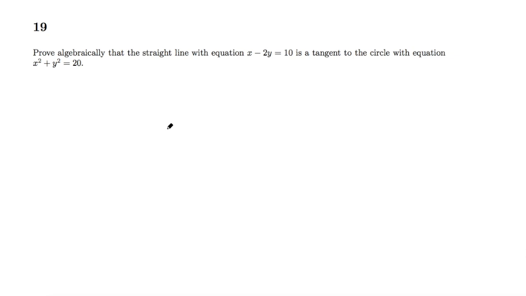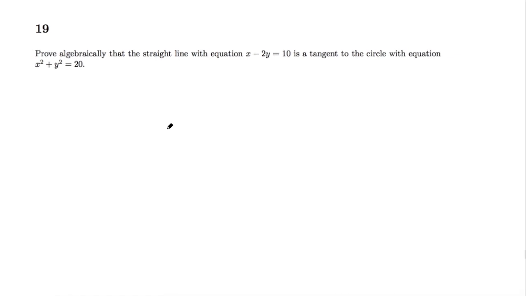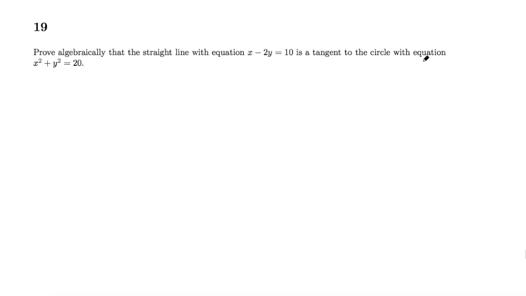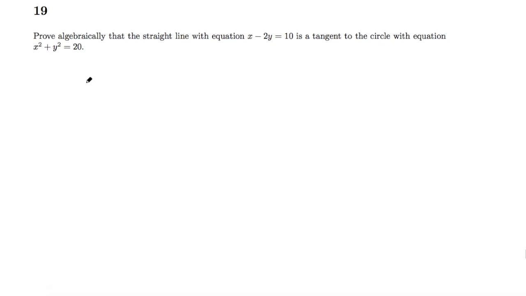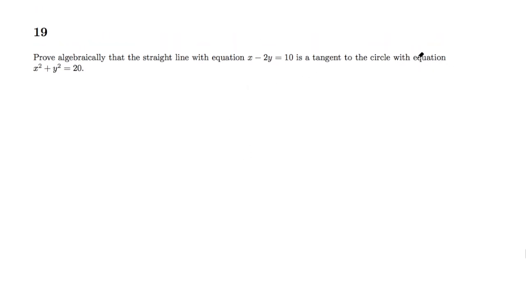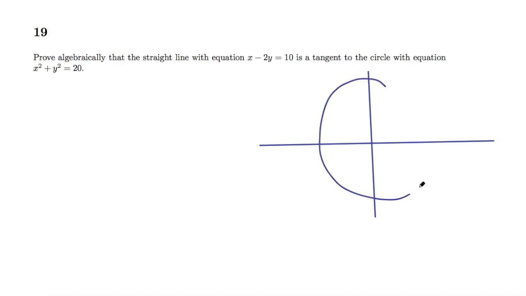Question 19 says, prove algebraically that the straight line with equation x minus 2y equals 10 is a tangent to the circle with equation x squared plus y squared equals 20. So what we know about a tangent to a circle is that the tangent only touches the circle in one place. So let's draw a quick diagram. If we have a circle on a graph, if we have a tangent, let's say the tangent is down here somewhere, the tangent will just touch the circle in one place and it won't cross the circle anywhere else.